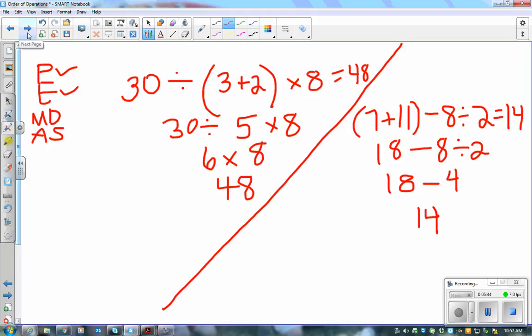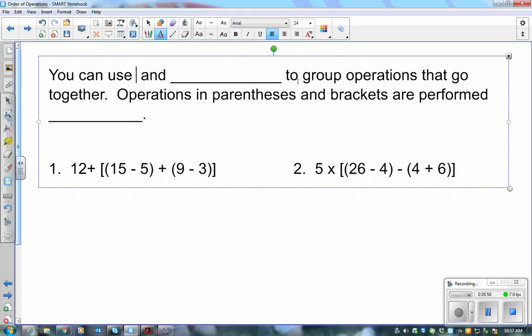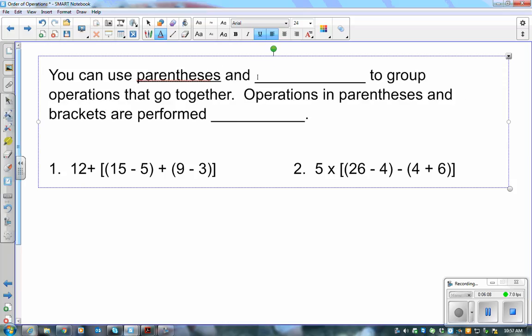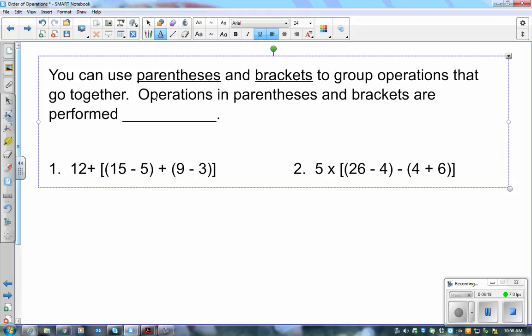So if you'll turn to the next page with me, there is one more piece that we can add to our order of operations. So we can use parentheses, like we said. But we can also use something called brackets to group operations that go together. And any operations that are in parentheses and brackets are always performed first. And brackets come before parentheses.